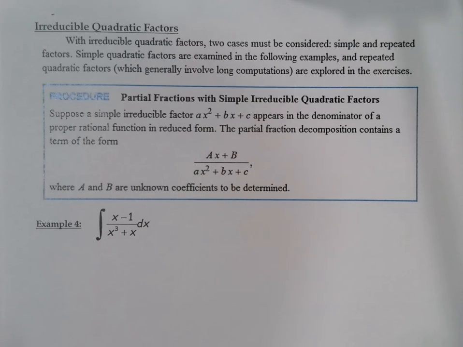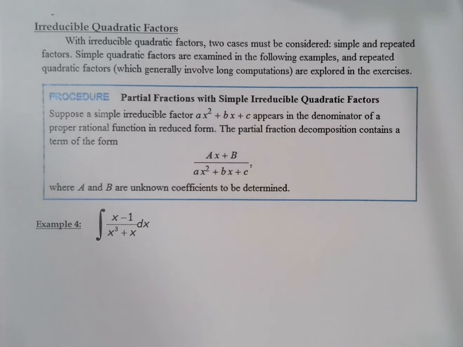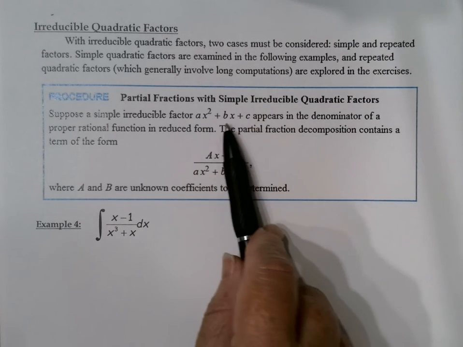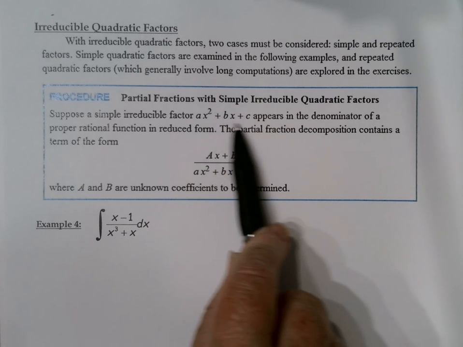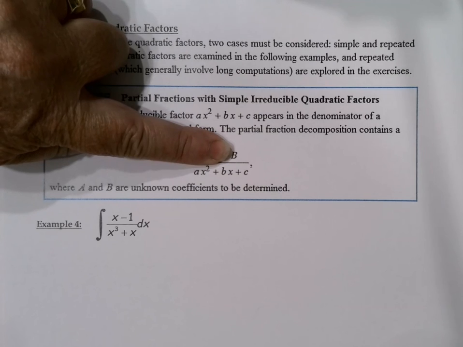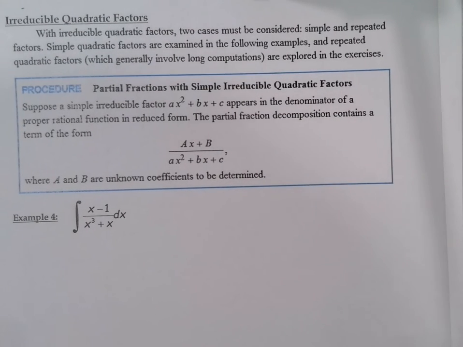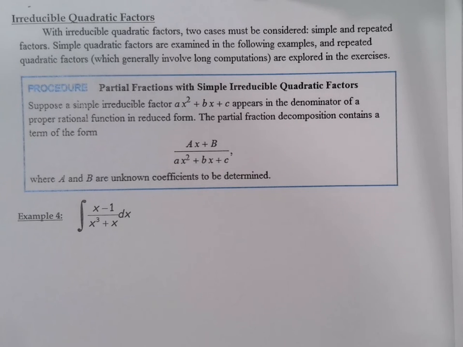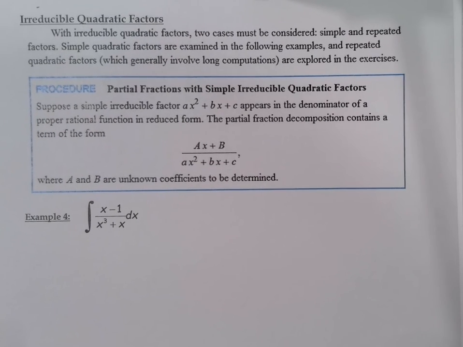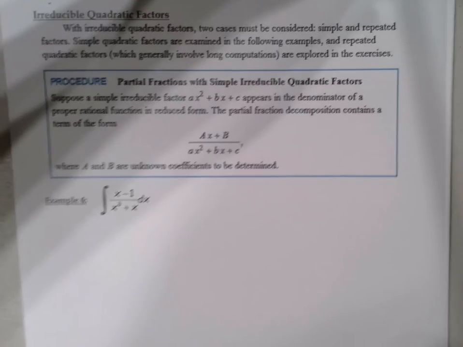Two cases we're going to have to consider, what we call simple and repeated. So simple means there's just one, and then again the repeated, just like the repeated linear ones that we've just been doing. If we have a simple, single irreducible quadratic factor, like ax squared plus bx plus c, and I can't factor it, then instead of just a single value like b in the numerator, I actually put a whole linear expression, ax plus b, or whatever letters I happen to be on, in my numerator. And that's how I'll handle those irreducible quadratics. Okay. So let's give it a try.